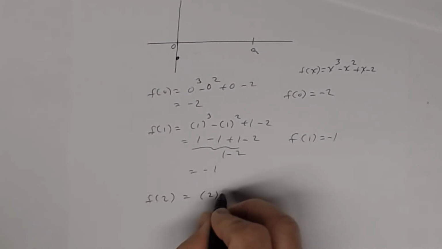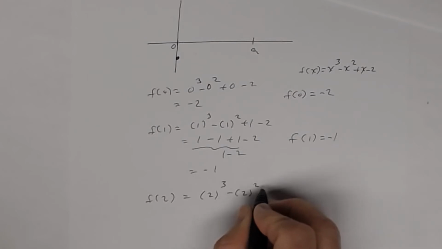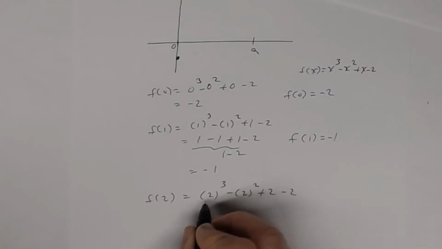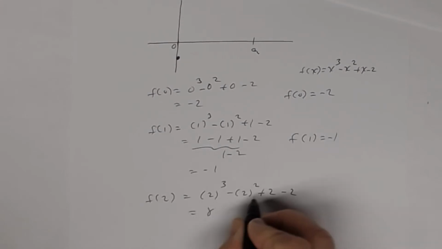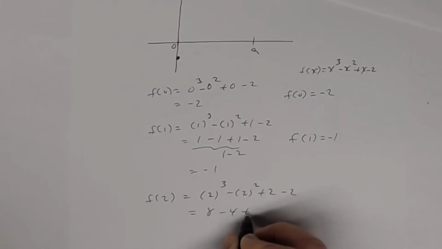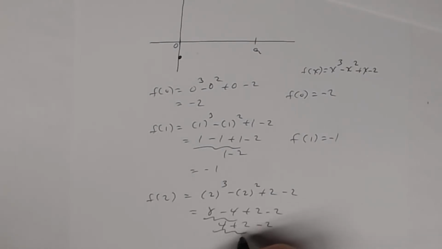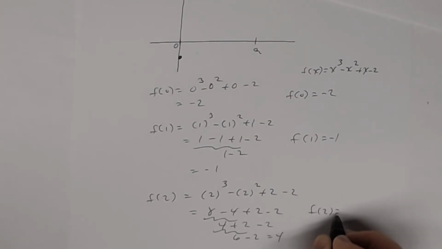So I get 2 cubed minus 2 squared plus 2 minus 2. 2 cubed is 8, right? 2 squared is 4, plus 2 minus 2. 8 minus 4 is 4. 4 plus 2 minus 2. 4 plus 2 is 6. 6 minus 2 is 4. I found it. f of 2 is 4.